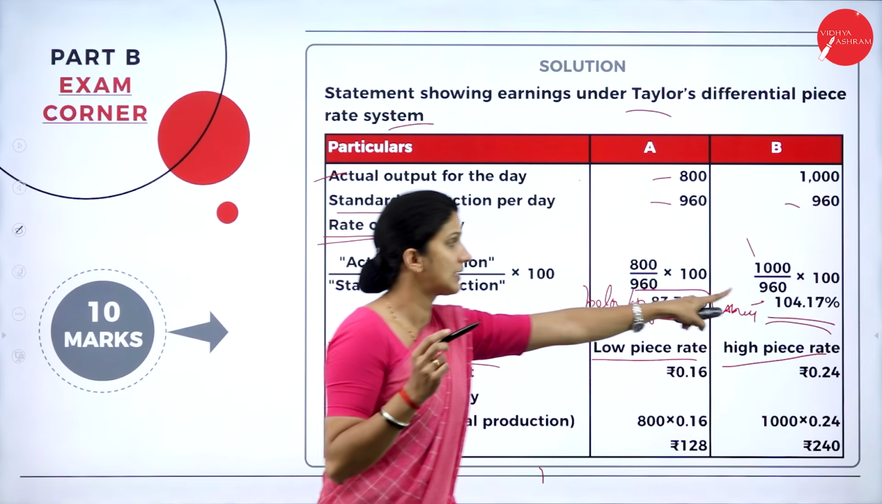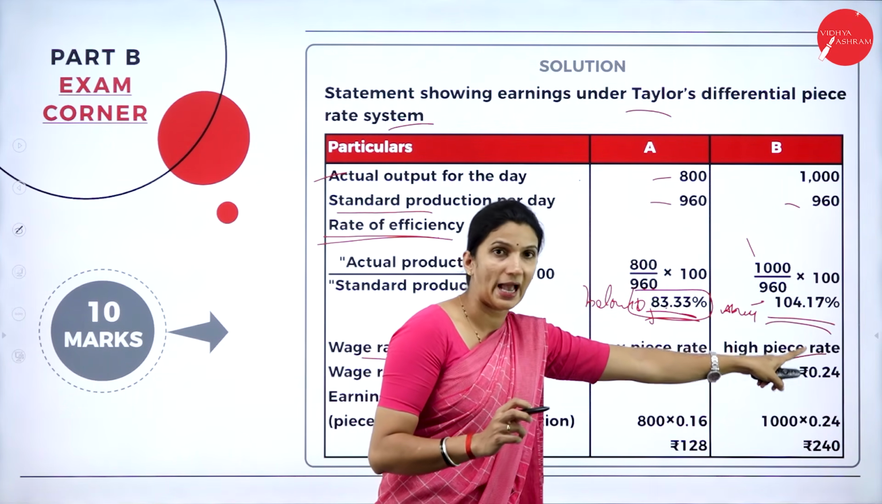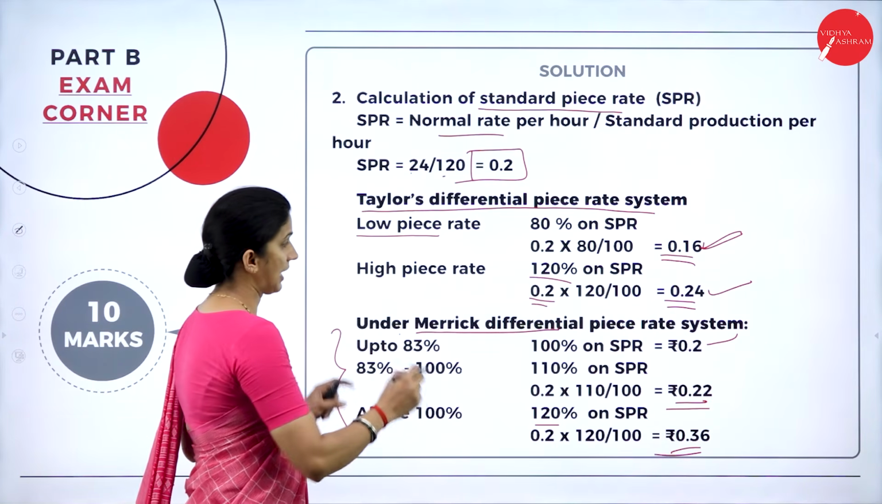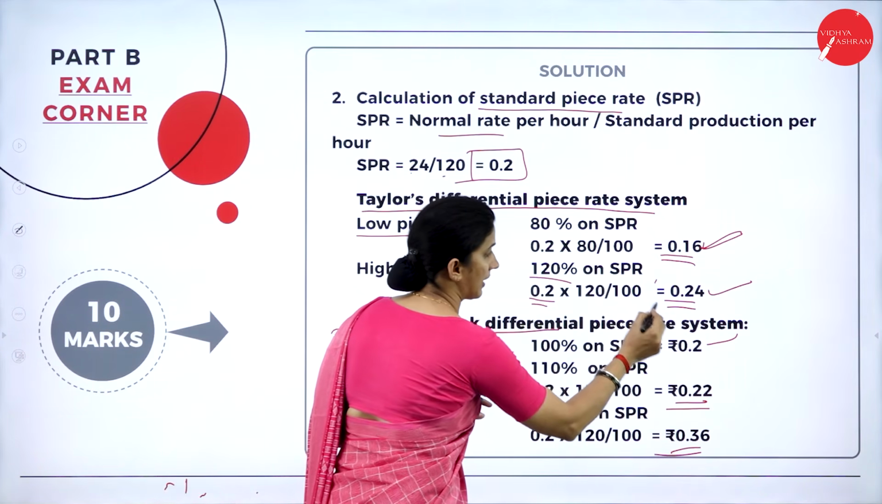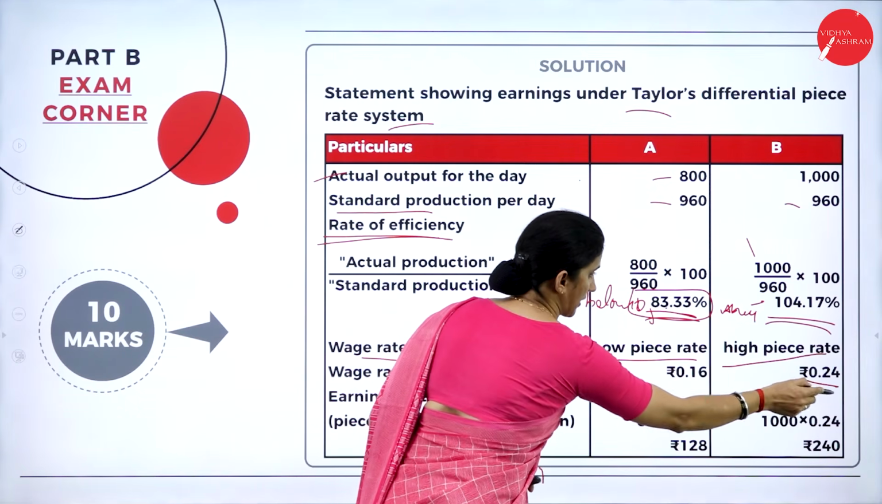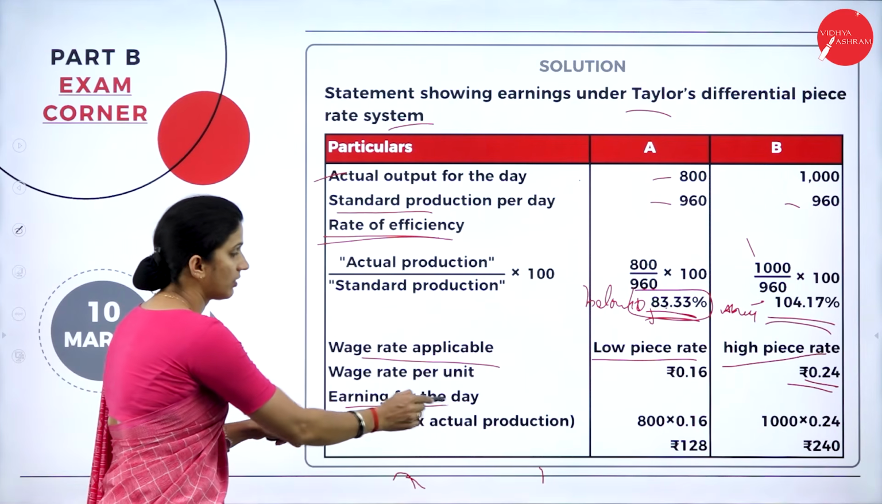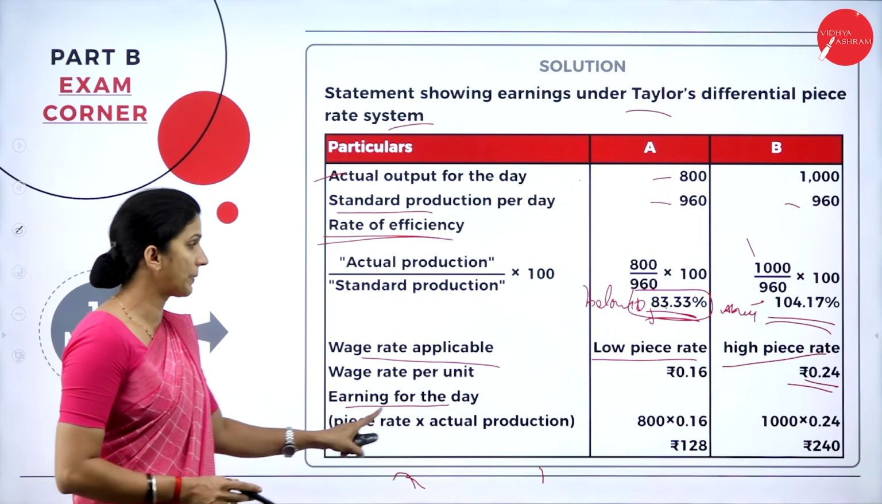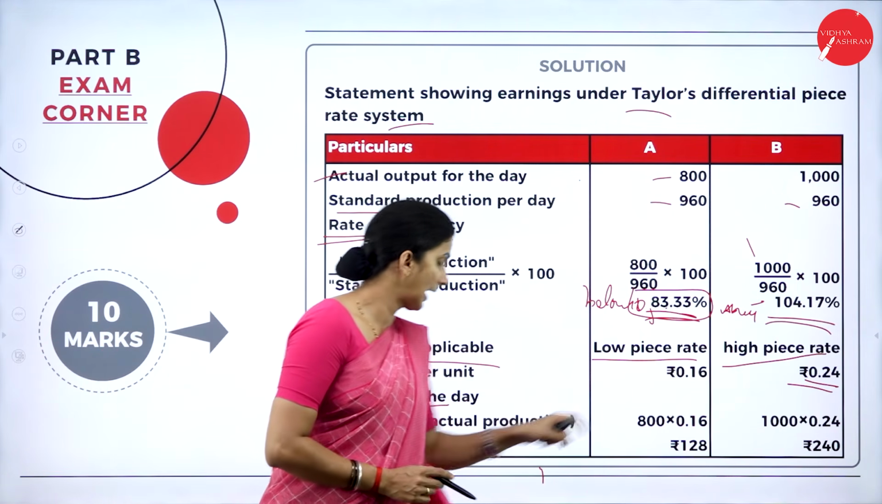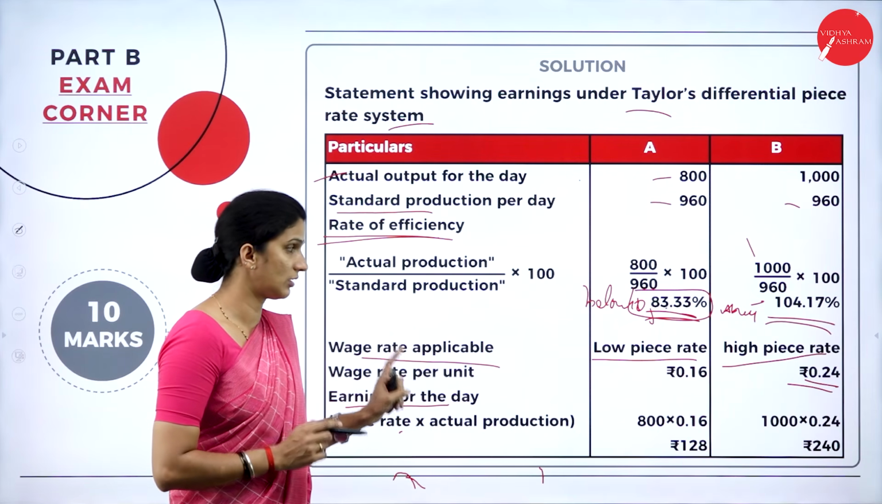And worker B, his rate of efficiency is 104%, so he will get the high piece rate, which we have calculated here as 0.24. So that we'll take here. Lastly we'll calculate the total earnings for the day: the piece rate into the actual production.